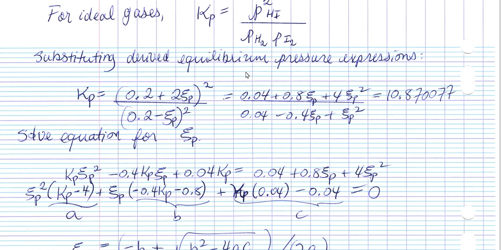But Kp equals KEQ at equilibrium. So when the derived expressions in terms of extent are substituted into this expression for Kp, this is the form of Kp. So it's 0.2 plus 2 times extent quantity squared divided by 0.2 minus extent quantity squared. Again, the partial pressure of H2 is equal to the partial pressure of I2. They have exact same form.